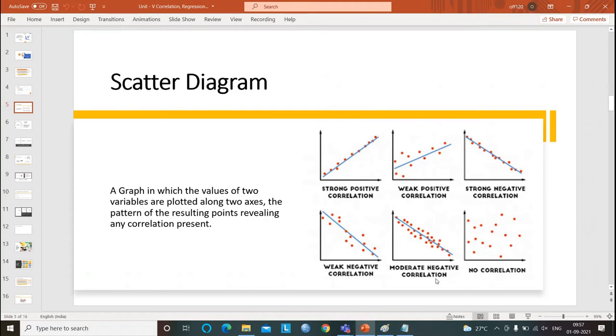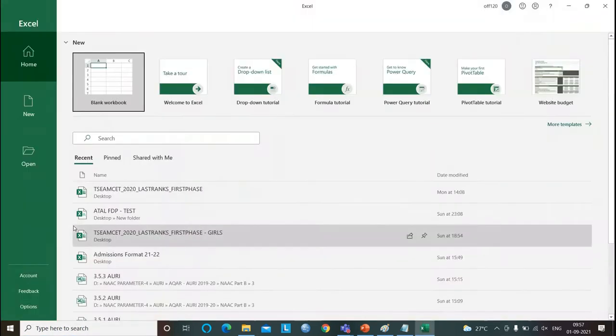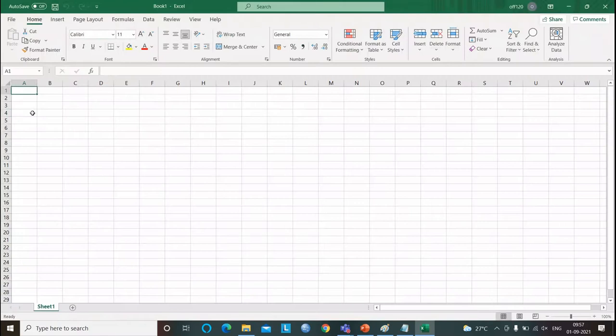Scatter diagram. The name itself says that it's a diagram. Let me take an Excel file and show you this. Just now we have seen x values and y values, right? So I'll just type those values over here. The x values are 1, 2, 3, 4, 5, 6, 7, 8, 9, 10.